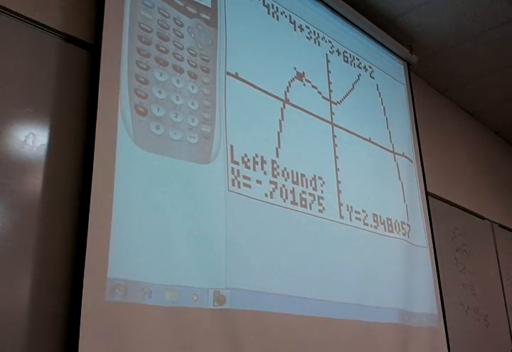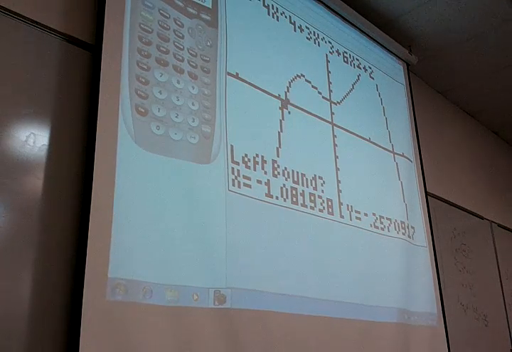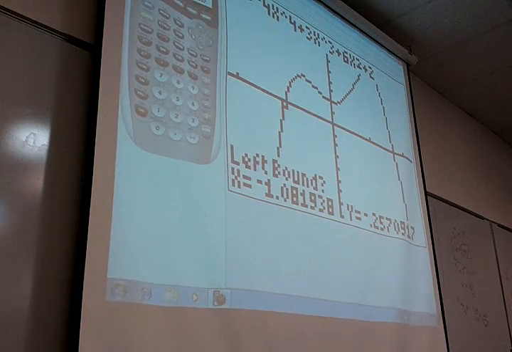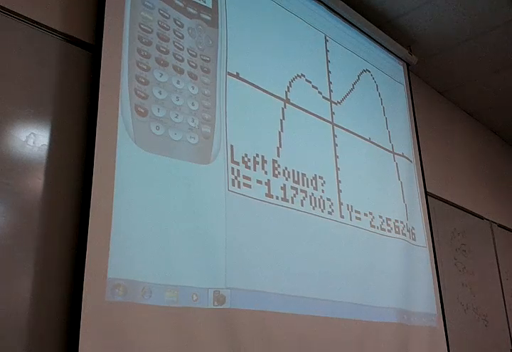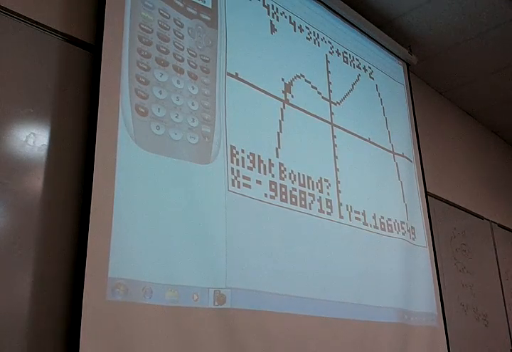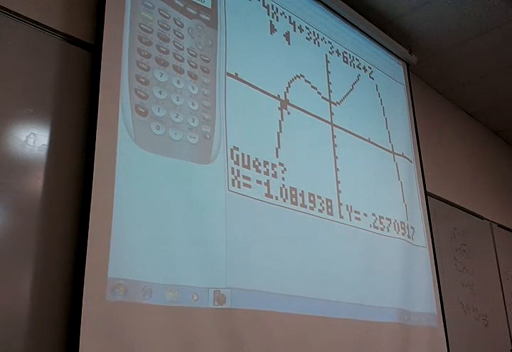Oh, this is exceptionally slow. So this is what I tell students, because sometimes left and right is a little bit weird. On this one, it's not weird. You go right on top of it, hit the left arrow a few times, enter. Then get right back on top of it, hit the right arrow a couple times, enter. And then your guess, you want to get right on top of it, enter.